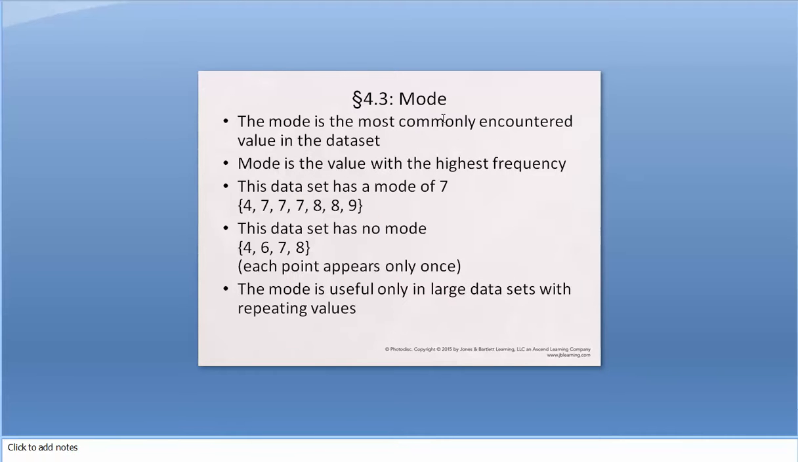Okay, the third measure of central location is the mode. The mode is the number with the highest frequency. So now in here, if you look, the mode is 7. Here there is no mode, everything is occurring only once. Now, the mode is usually only useful in large data sets with repeated values. Because if you do not have repeating values, it's not easy to find the mode.